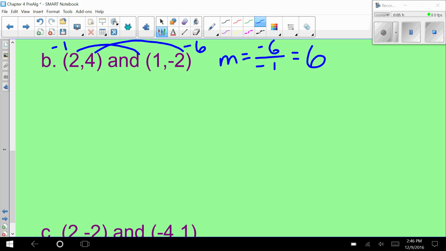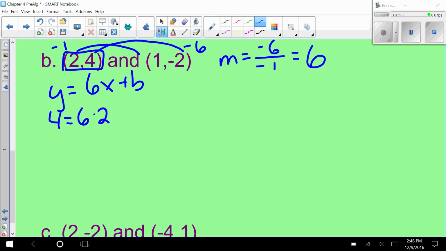Now I plug this into my base function, y equals 6x plus b. Now you get to pick which point you use. I am going to use 2, 4. So I'm going to plug 2 in for x and 4 in for y. So 4 equals 6 times 2 plus b, which means 4 equals 12 plus b.